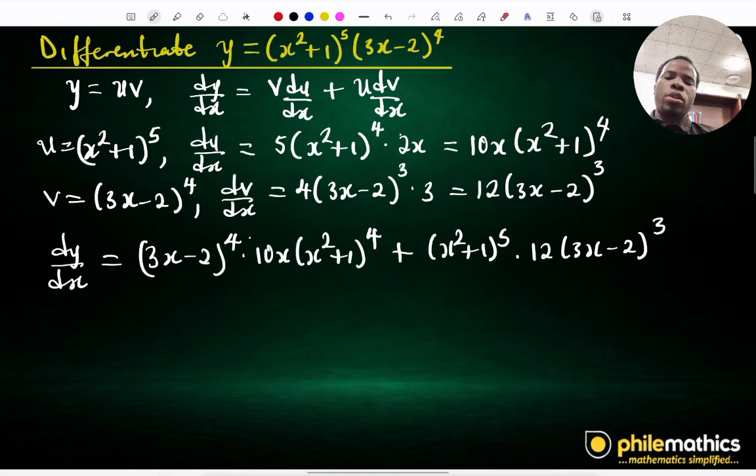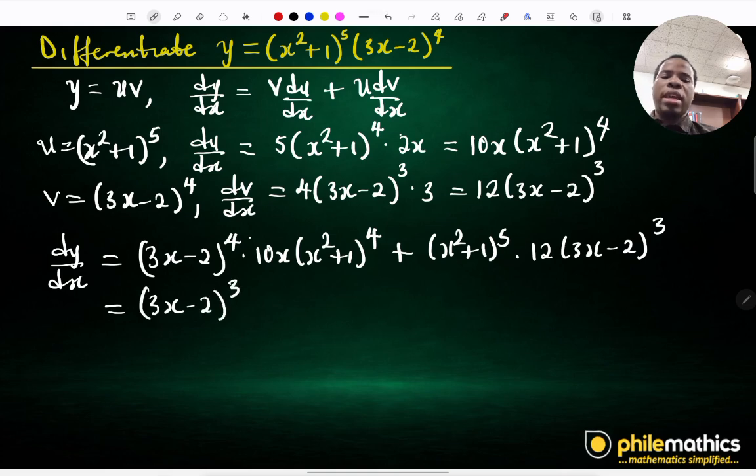factorize what is common. If we look at 3x minus 2, on our left this is to the power 4. On our right it is to the power 3. So we can easily factorize the one to the power 3. This will give us (3x minus 2) to the power 3.